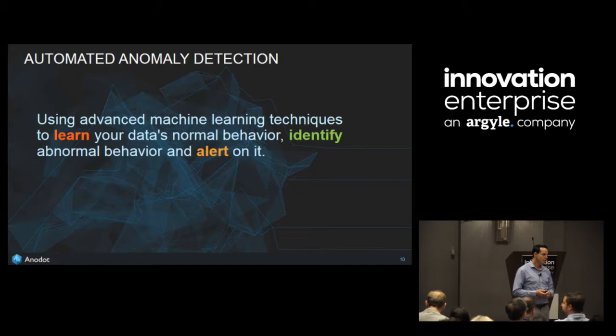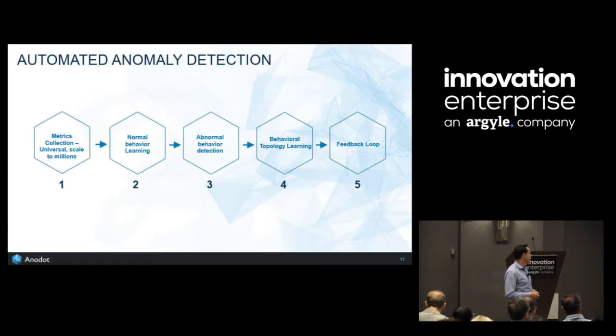And next, I will talk about the steps to implement such a solution. We are talking about 5 steps: metric collection, normal behavioral learning, abnormal behavioral learning, behavioral topology learning, and feedback loop. So a lot of learning.